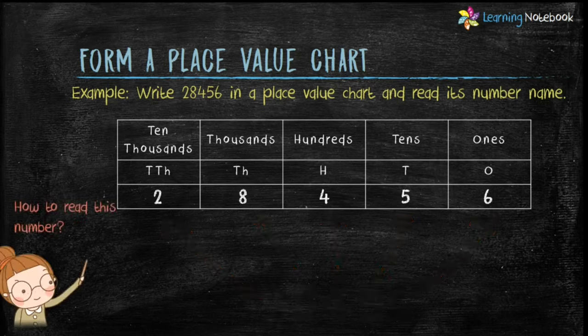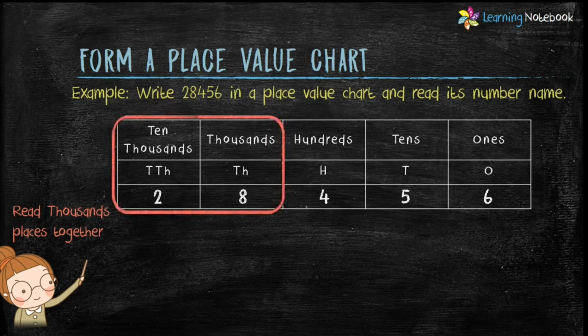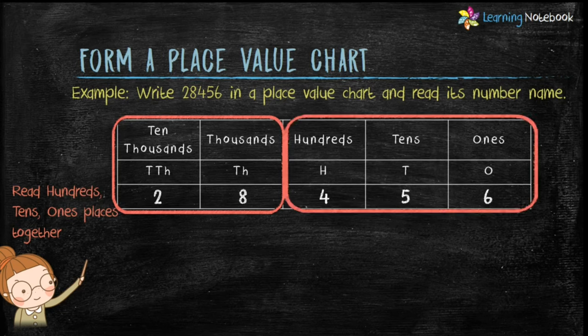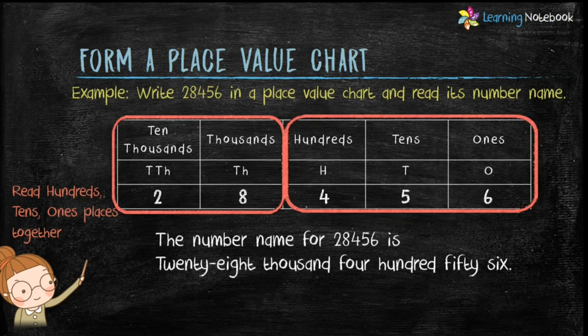Now I will tell you how to read this number or its number name. Students, always first read the thousands places together. Then read the hundreds, tens, ones places together. So the number name for 28456 is twenty-eight thousand four hundred fifty-six.